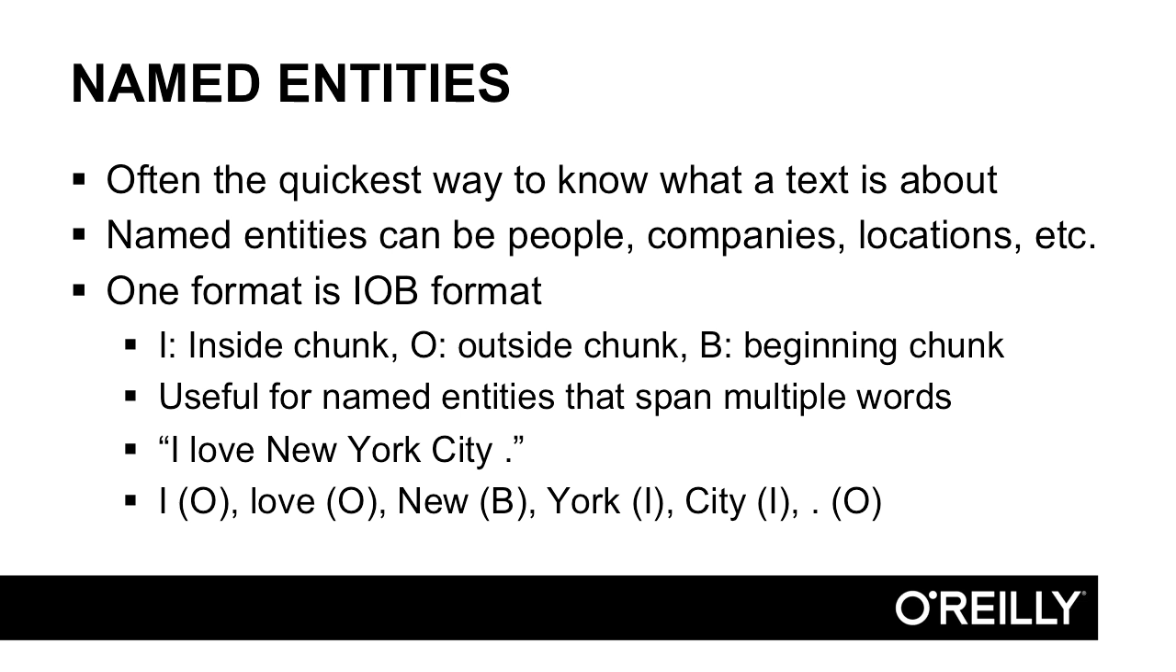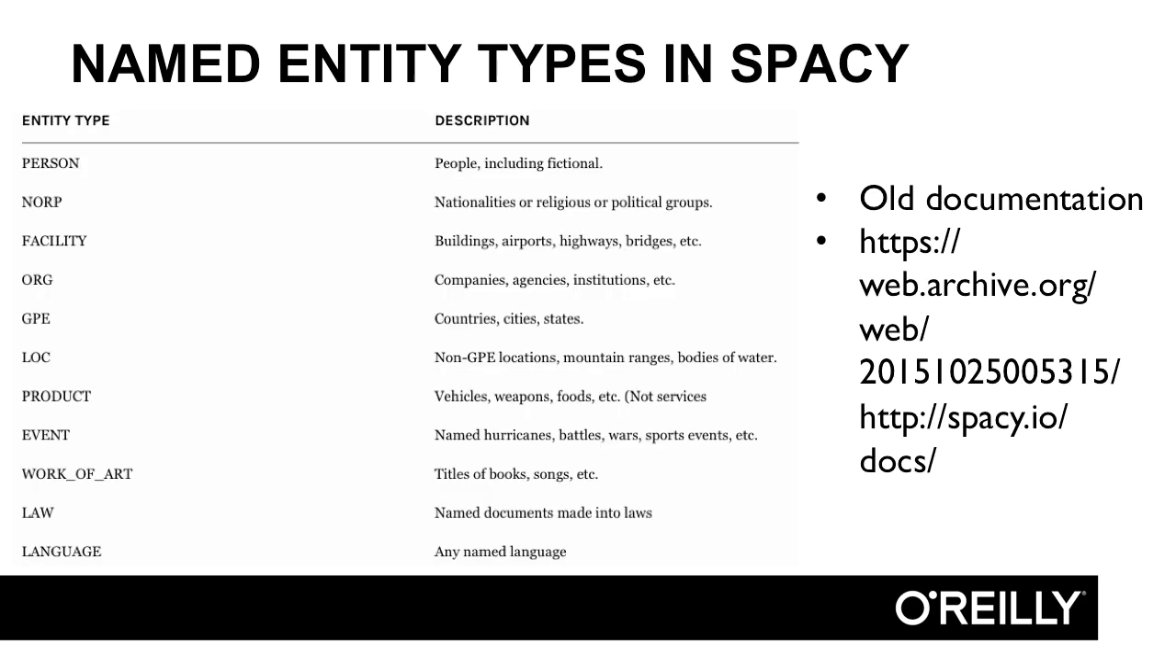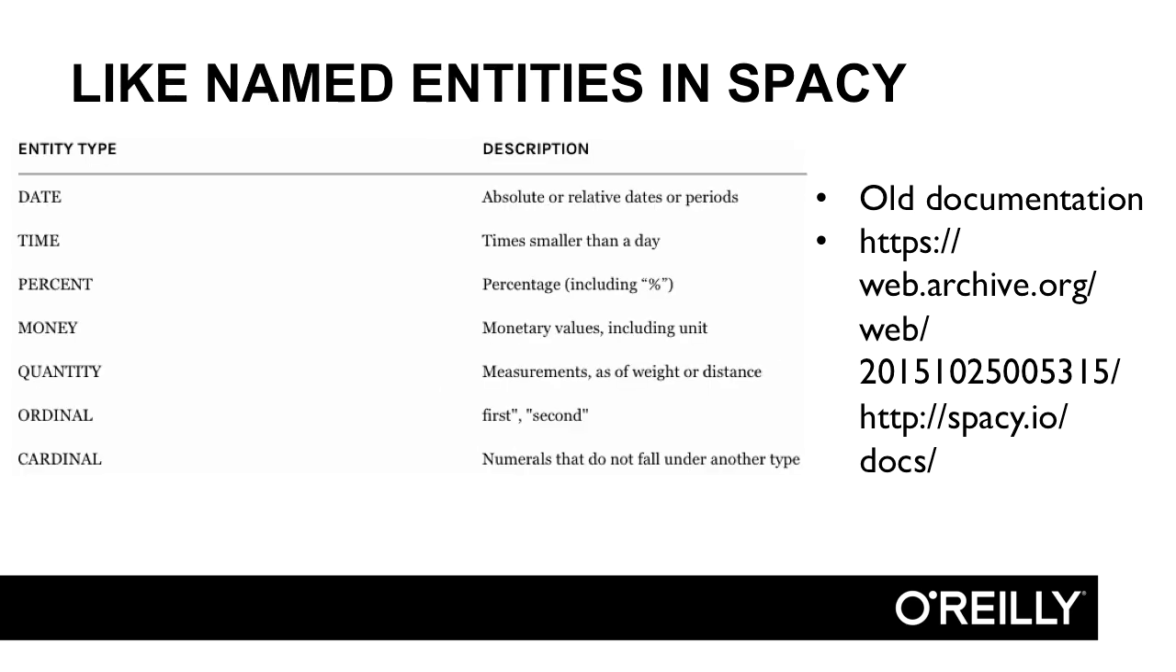So let's look at some named entity types in spaCy. I pulled this from the old documentation on a Wayback Machine. They've got new documentation, but I haven't found where this is yet, and that documentation is still in progress. But here we have it from the old documentation. So we have person, NORP, which is nationality or religious or political groups, facility, organization, geopolitical entity, language, etc. There are also some things that act like entities, like date, time, percent, money.